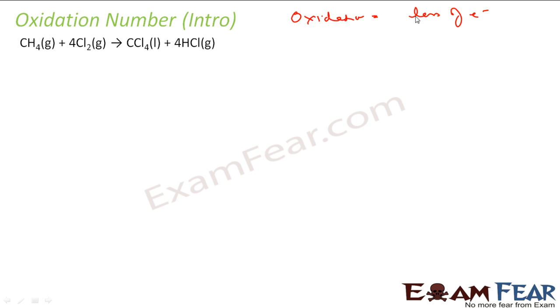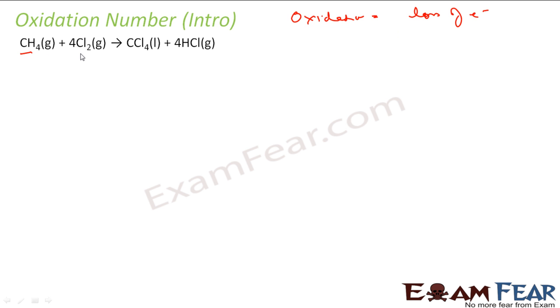Now let's talk about a new topic called oxidation number. As I told, the new definition of oxidation was increase in oxidation number. So what is oxidation number? The latest definition till now which we have learned is that oxidation is nothing but loss of electron, right?